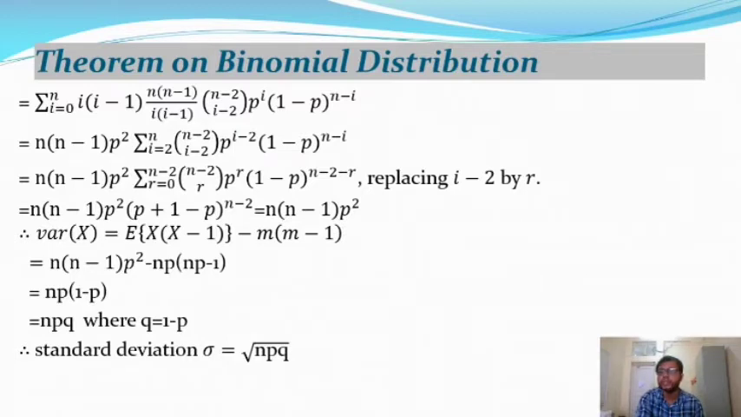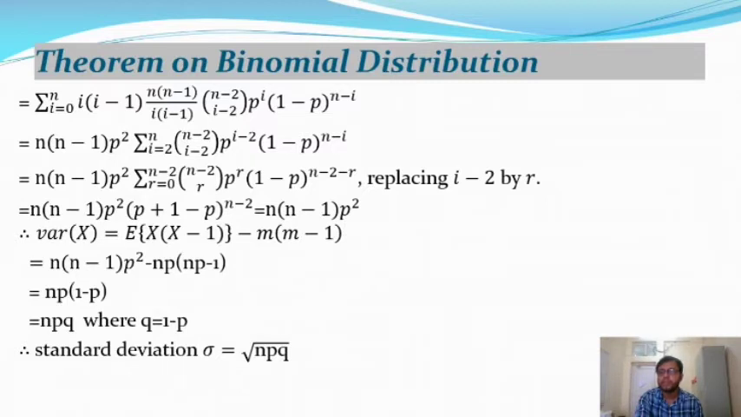In a binomial distribution, the expected value is n into p, where n and p are the parameters. Here n is the number of trials, that means n is a positive integer, and p is the probability of success, so p lies in the interval 0 to 1. This is the probability value, that is the probability of a success, so it lies in the interval 0 to 1.